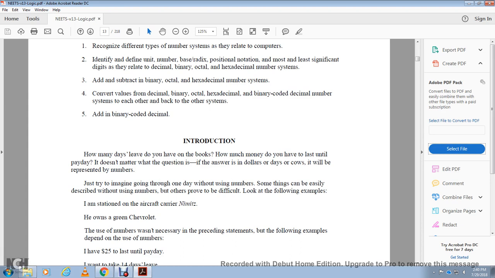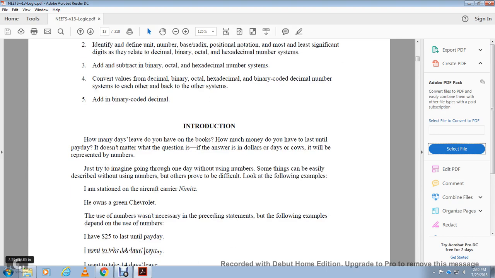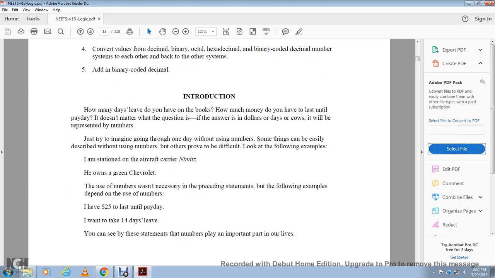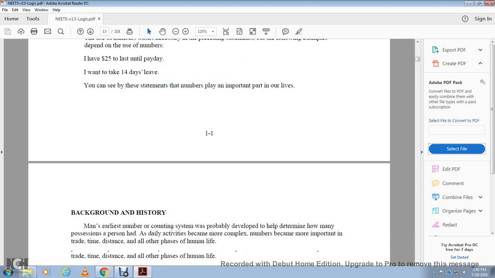I'm stationed in an aircraft in Neets. He owns a green Chevrolet. Neither statement needs a number. The following examples depend on the use of numbers: I have $25 to last until payday. I want to take 14 days of leave. You can see that numbers play an important role in our lives.